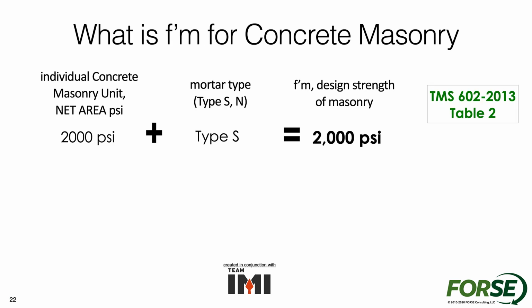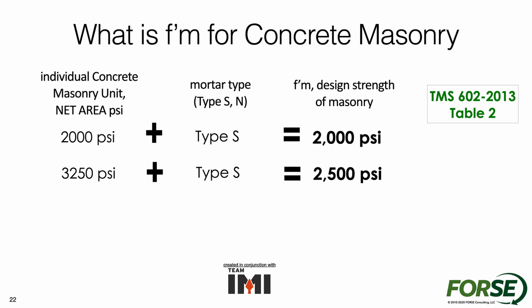Again, coming up with the overall f'm, we really need to just have the individual block strength and the mortar type defined, and then we can define what the f'm would be. These values can be found in the TMS 602, Table 2.